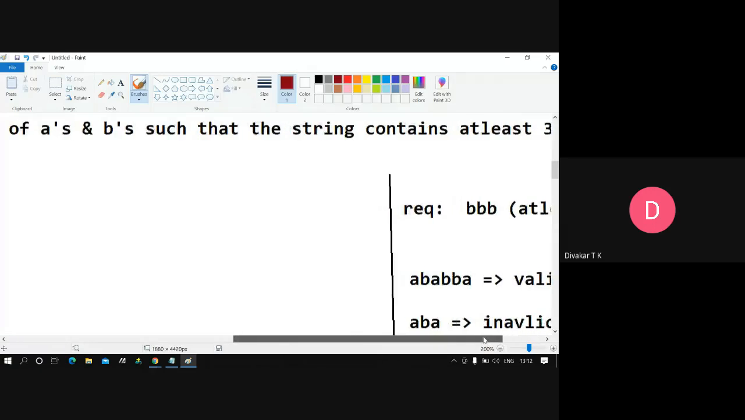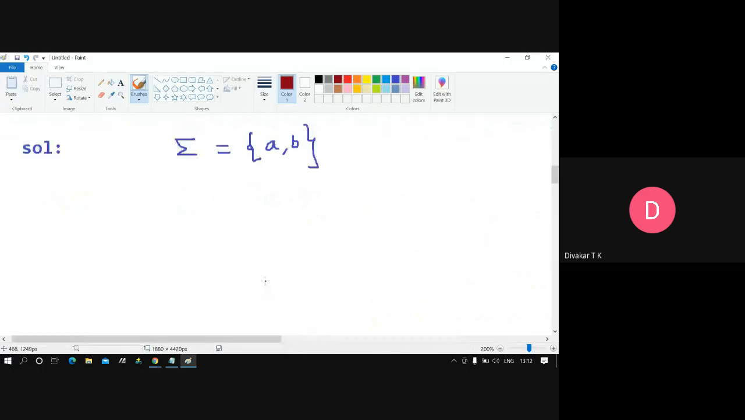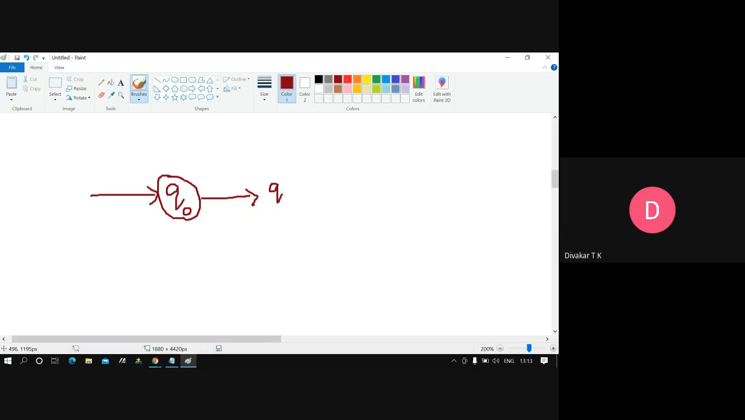Now, at least 3 Bs. So that's where it's very easy. Start the diagram with Q0 here. Q0. Then we are trying to say Q1 here. Then again from Q1 to Q2. It's a very easy part to write. So now again Q3. So I have written the set of states here.